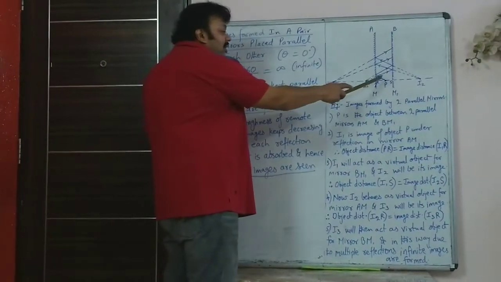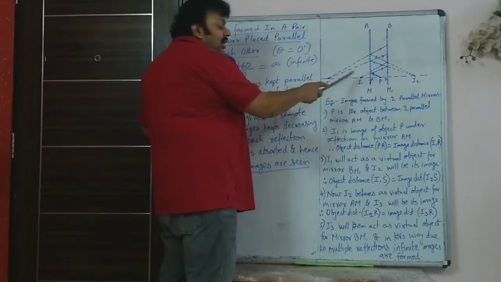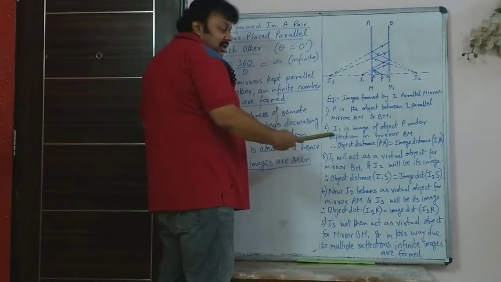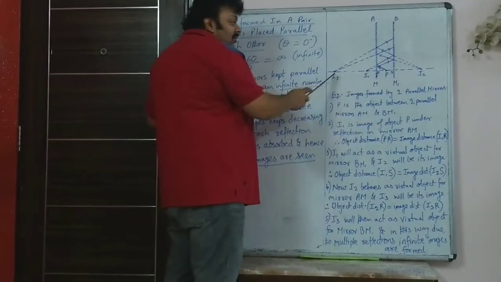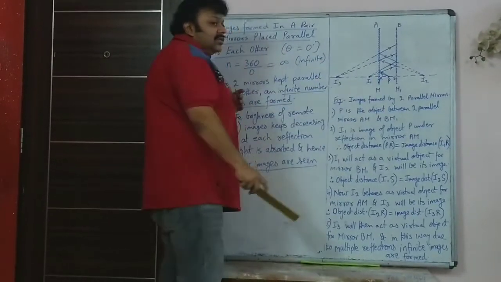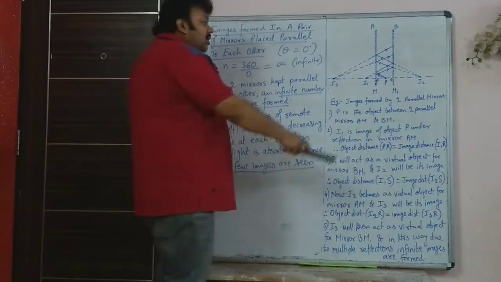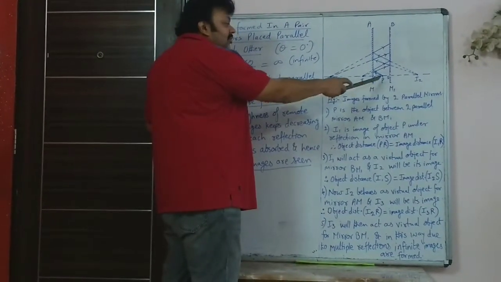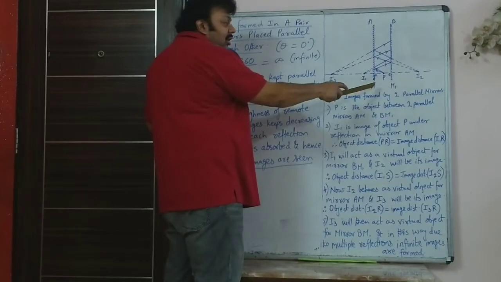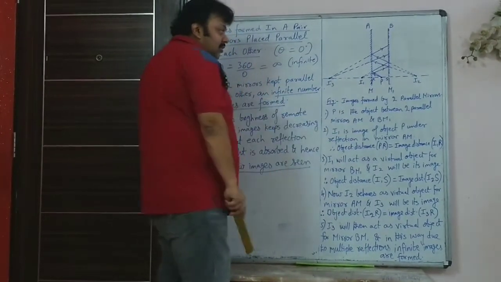From P we have drawn two rays. See, the inclination should not be very big, otherwise you will not be able to show at least three images. So when you are asked to draw that, besides the object and two mirrors, you have to show at least three images. So these inclinations should be small. I1 is the image of object P under reflection in the mirror AM. So you have used PR equal to I1R and drawn it.